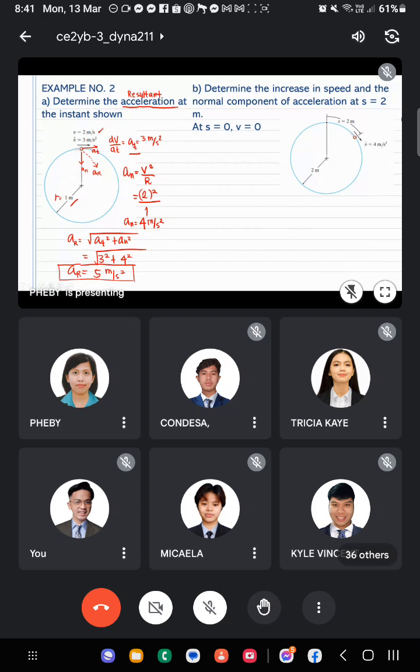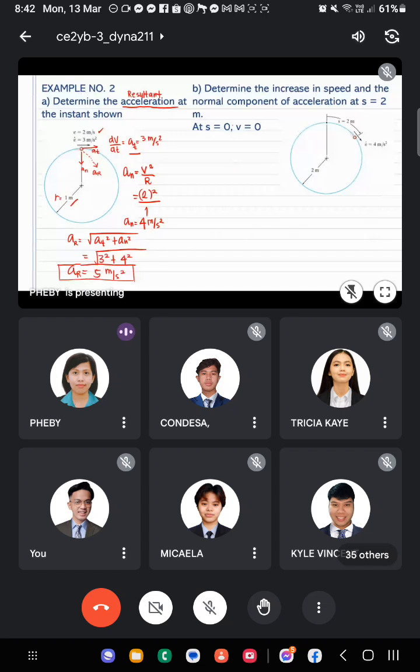Okay? Nakasunod pa dyan sa example number 2, letter A. Example number 2, letter A, okay na? Kung okay na, next tayo sa example number 2, letter B naman.